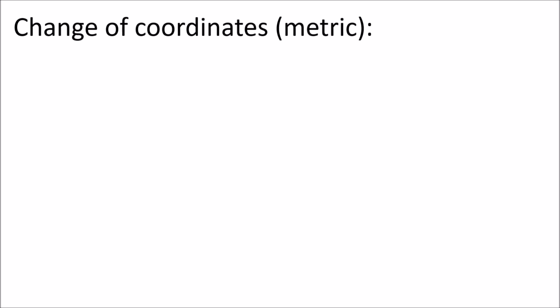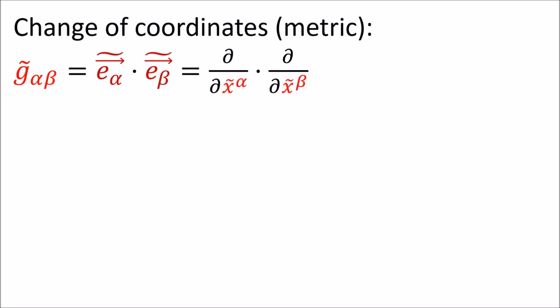Since our aim is to get a metric that satisfies the Lorenz gauge condition, we're going to want to see how the metric tensor components transform under this change of coordinates. So the g tilde metric components are just the dot products of the e tilde basis vectors, which are just the partial derivatives with respect to the x tilde coordinates.